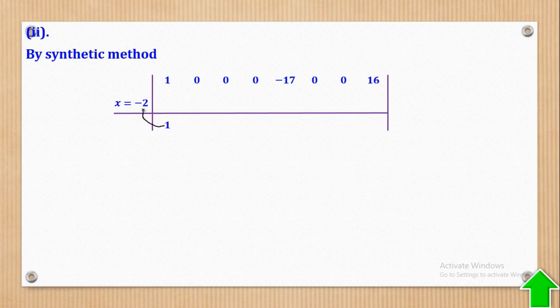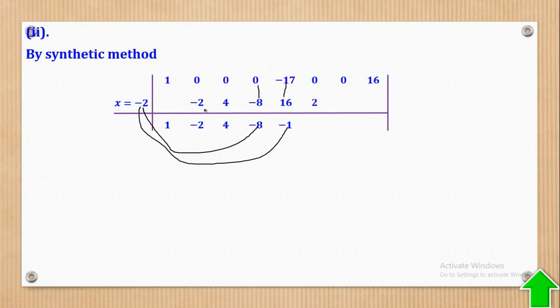Then 1 times negative 2 gives you negative 2, which is put here. Then add this and this to come up with negative 2. Then negative 2 times this gives you positive 4. This plus this gives you positive 4. Positive 4 times this gives you negative 8. Then this and this gives you negative 8. Negative 8 times negative 2 gives you positive 16. This plus this gives you negative 1. Negative 1 times negative 2 gives you positive 2.